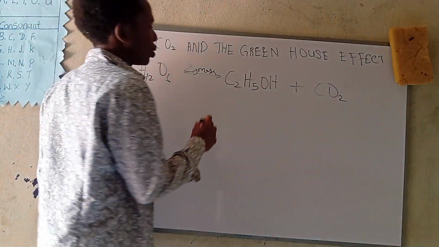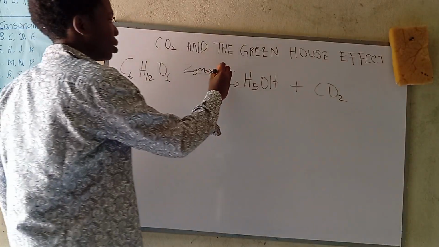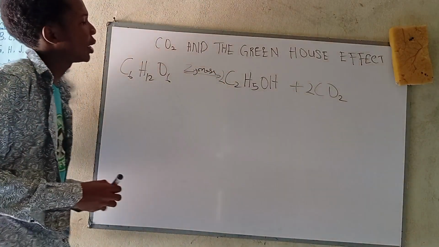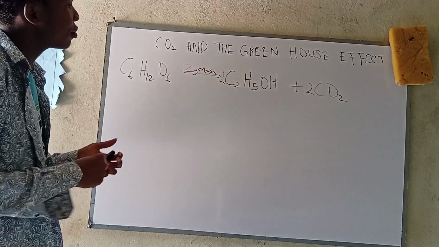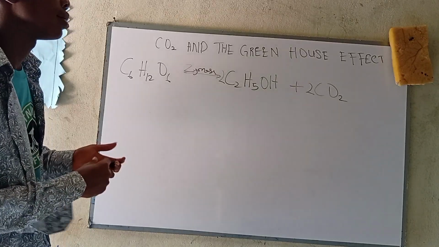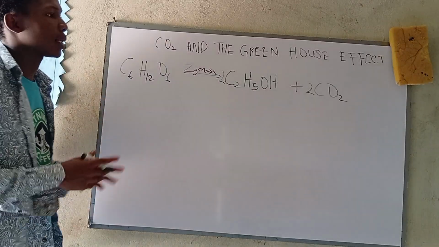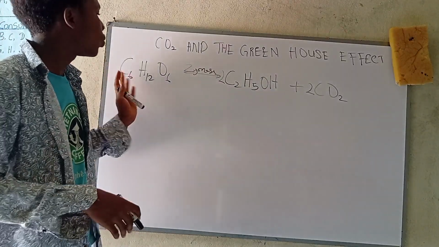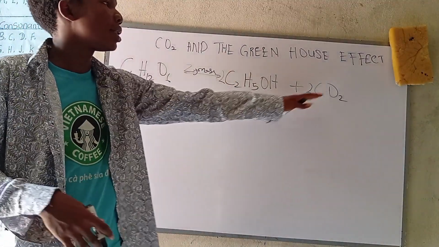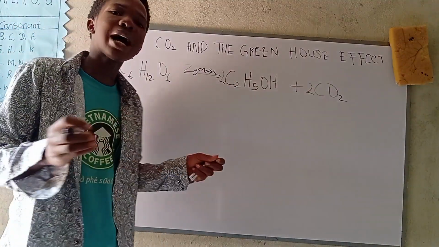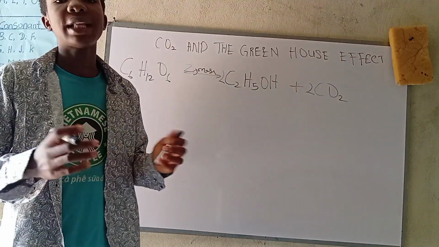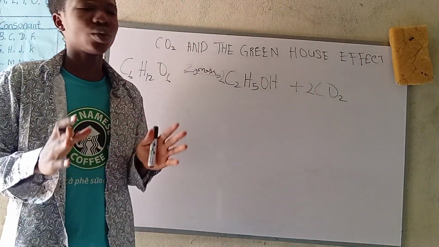Alright. Now, but this equation is not balanced. Let's balance it. We have to put 2 here. We have to put 2 here. Okay. Now, the equation is actually balanced. Alright, so just note it. When sugar is fermented, it will give us alcohol and CO2, which is also an industrial preparation of carbon dioxide. Alright, I just want you to know that.